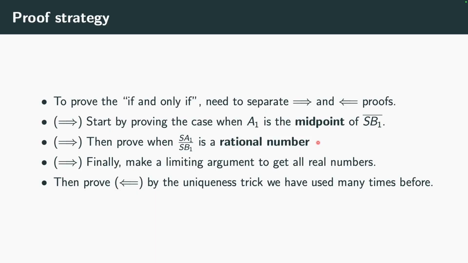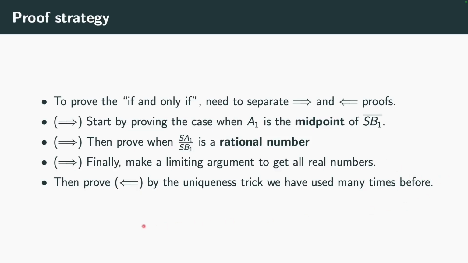is to consider the case when the ratio is a rational number. So if I look at SA1 over SB1, and if that's rational, then I will show it's equal to SA2 over SB2. And then finally, we're going to have to make a limiting argument to get it for all possible real numbers for that ratio of SA1 over SB1.